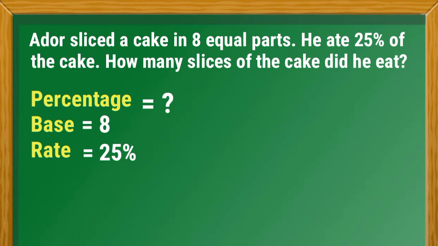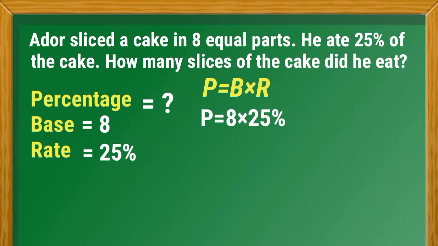So what are we going to do here? We are going to use the formula in finding the percentage, which is P equals B times R. So this will be percentage equals base times the rate. So the base here is 8 and the rate is 25%. So that will be 8 times 25%. There are many ways to find a percentage. We can use the fractional form or the decimal form. Let's start first in fractional form.